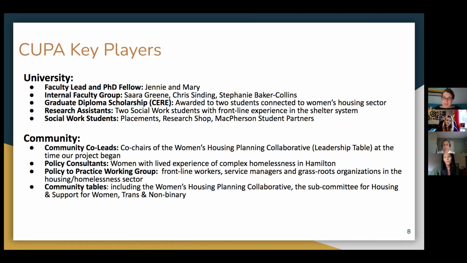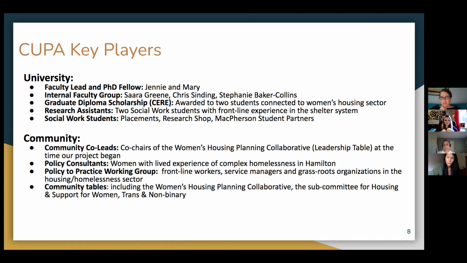In terms of the community side of the CUPA, we do have 2 community co-leads, and these are the former co-chairs of a collaborative table called the Women's Housing Planning Collaborative. This is the leadership table, and they really helped advise us when the project began. They were our only community partners at the very beginning, and we've expanded a lot since then, and they continue to advise us in a more distant way now.